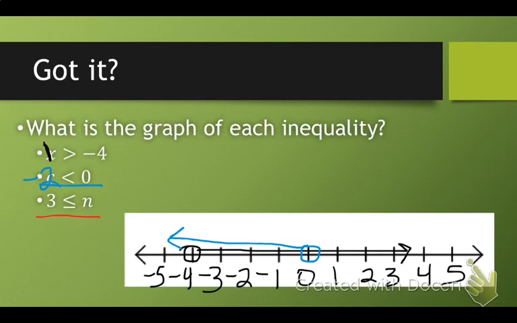And then last but not least, 3 is less than or equal to n. So I see that or equal to symbol, so I'm going to have a closed circle on the 3. And I believe that it is going to be pointing to the right, but once again, I'm going to check myself, plugging in the number 4. Is 3 less than or equal to 4? Yes, it is.